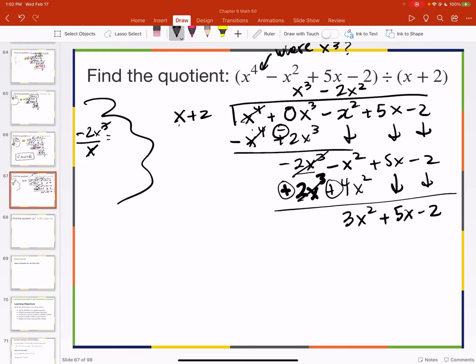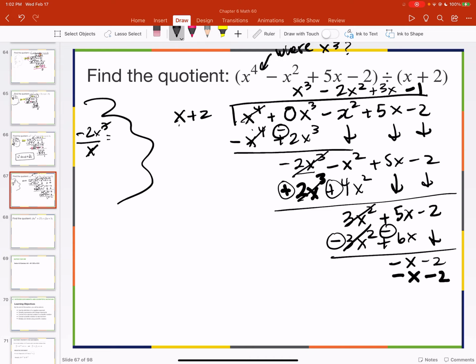What times x gives me 3x squared? Well, that's a positive 3x. Okay, so then that becomes 3x squared plus 6x. Change signs, so minus, minus. So these cancel. 5x minus 6x is negative x, minus 2, bringing that down. Then that just is a negative 1. So negative 1 times x plus 2 gives me negative x minus 2.